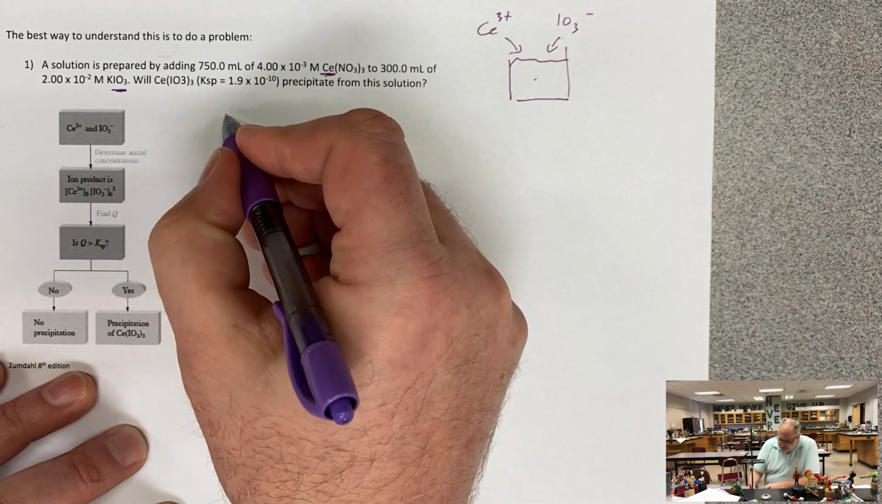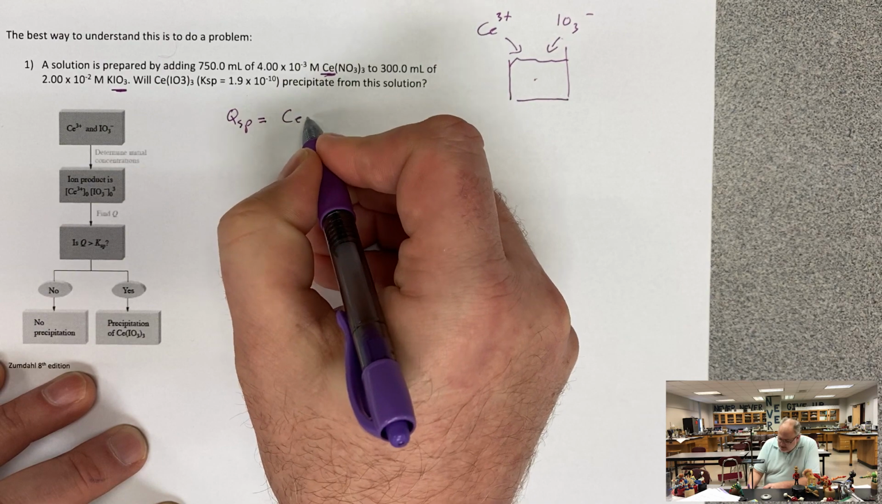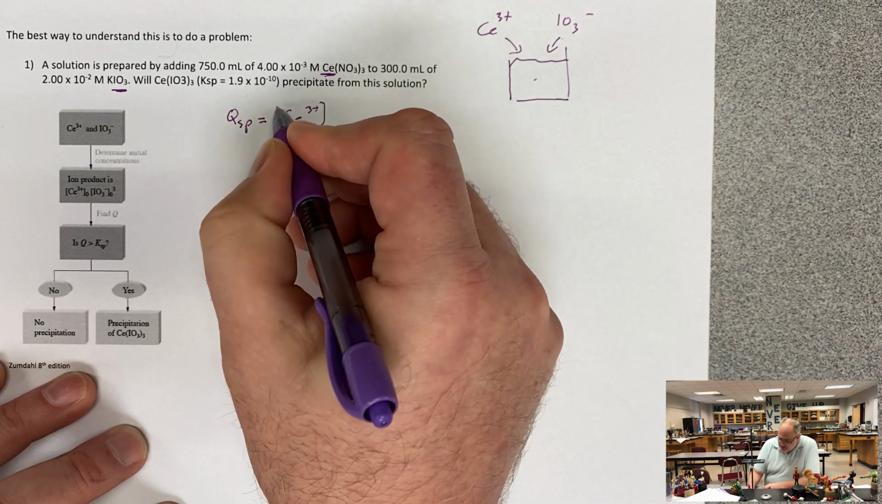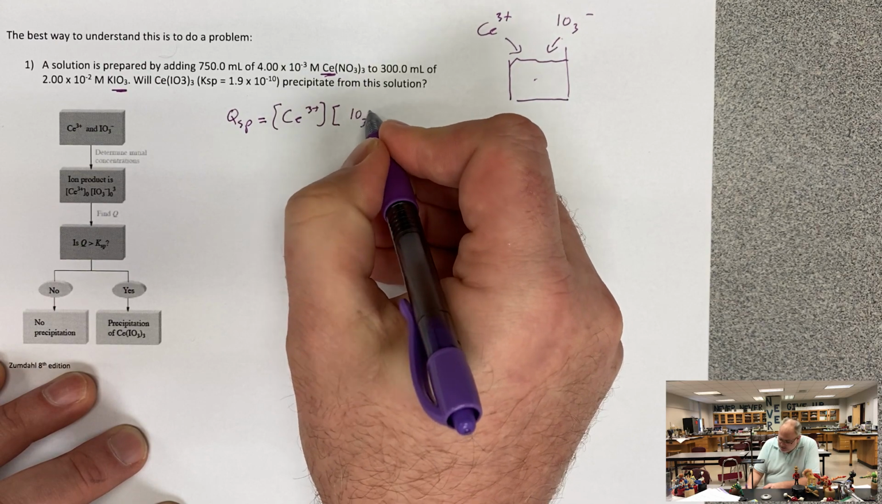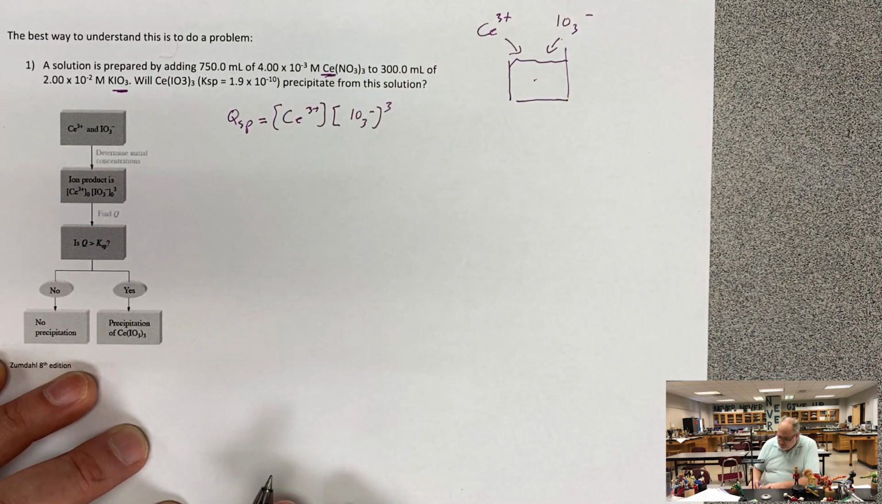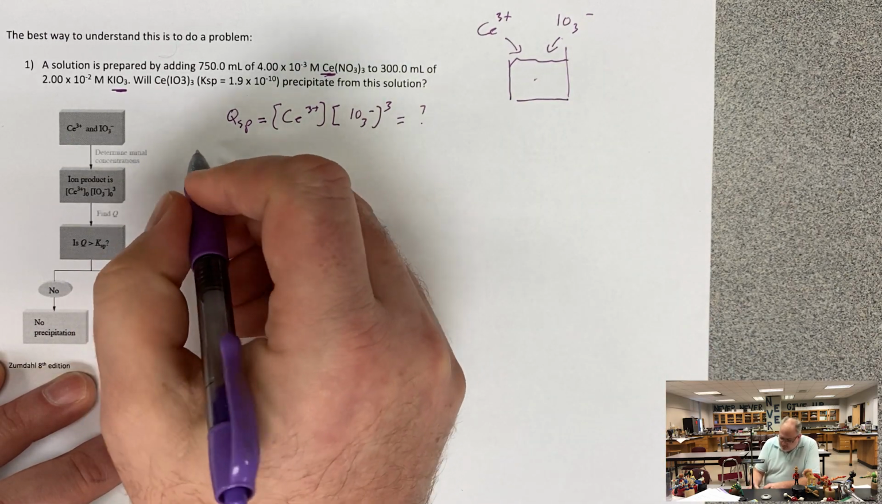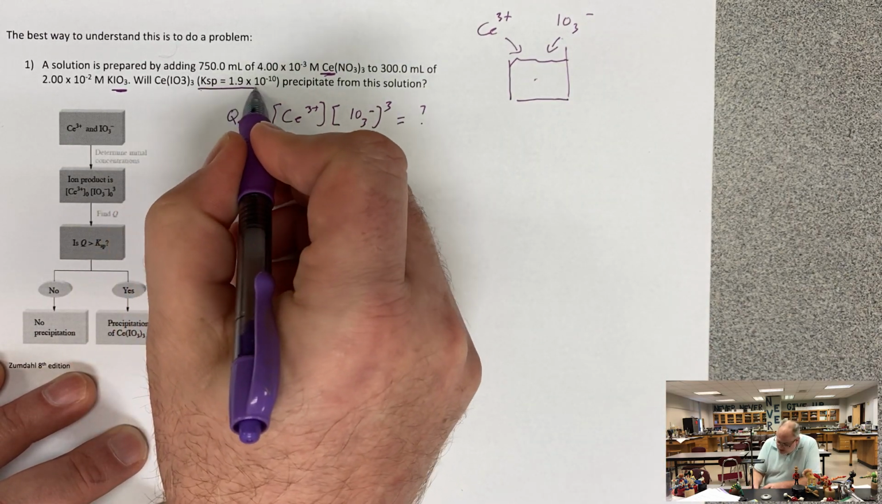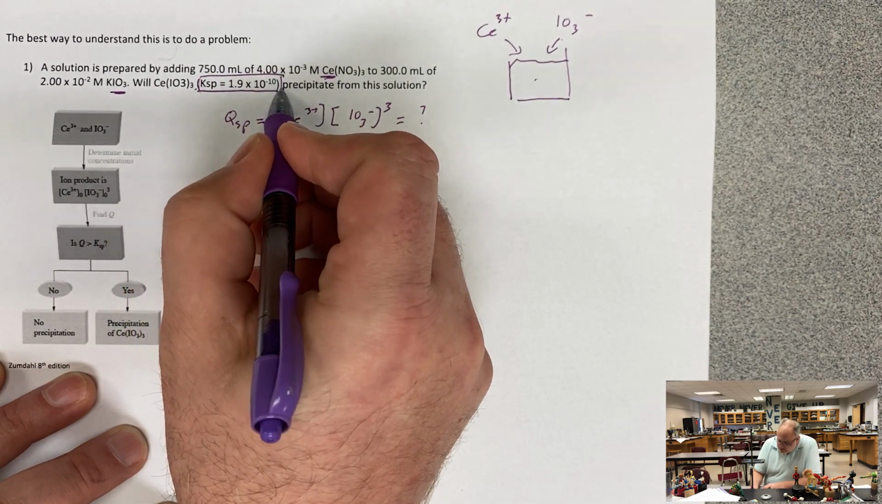Our Qsp, if we set it up, is going to be equal to Ce3+ multiplied by IO3- all cubed, right? We want to find out what this value is. Now, we know what our Ksp value is because they were so kind as to put it right here. I'm going to box this because boxing makes learning easier.